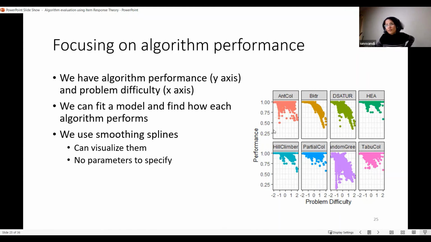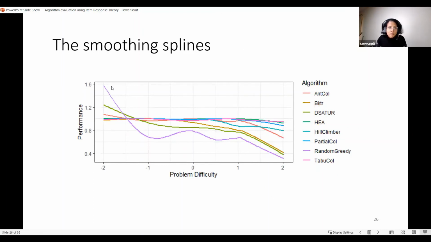You can fit any model, but we are using smoothing splines because you can visualize them. It's a 1D model, and you don't have to specify parameters. It's easy, and it smooths the performance. When you fit the smoothing splines to this performance, it is one step away from fitting the IRT model. You fit the IRT model, you get the problem difficulty parameters, and you have the problem performances, and then we fit the smoothing splines, and we get these curves for this particular problem.